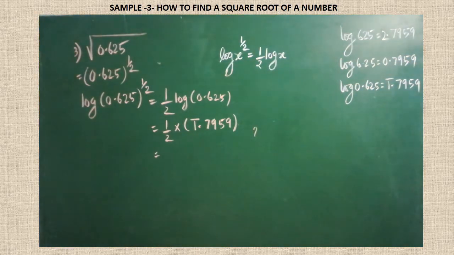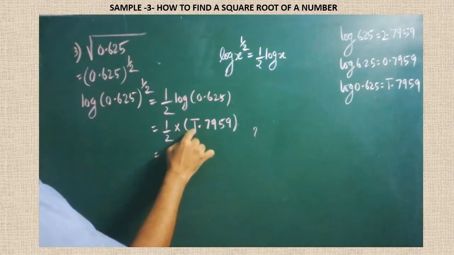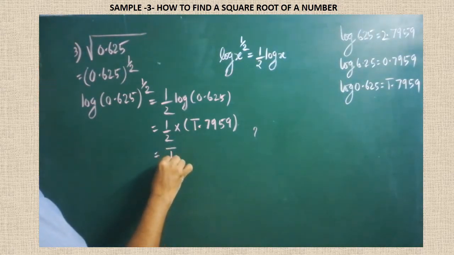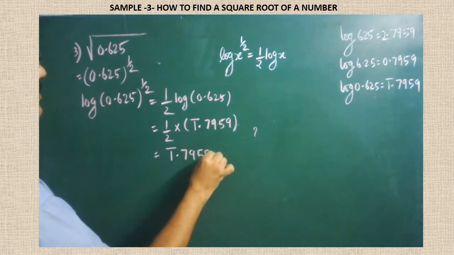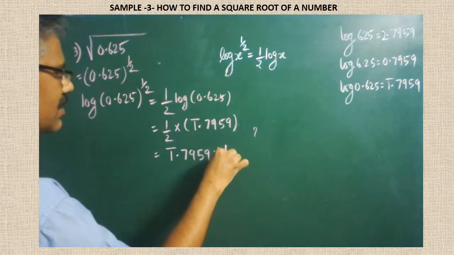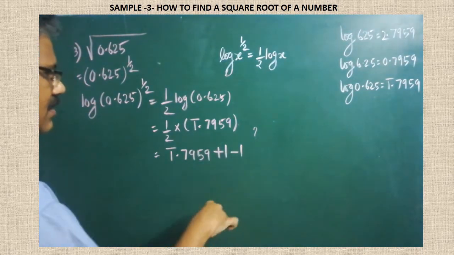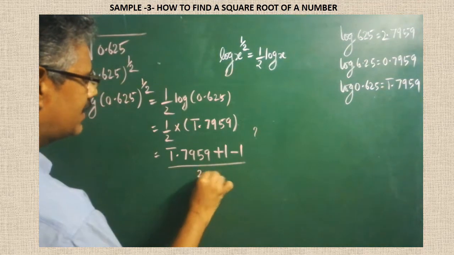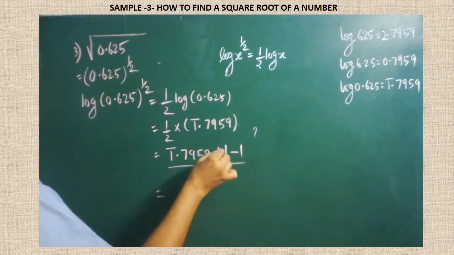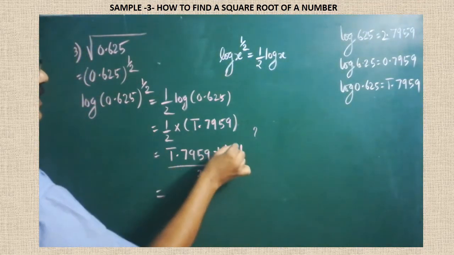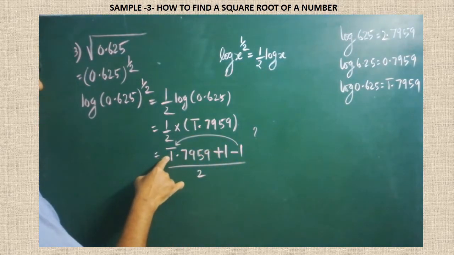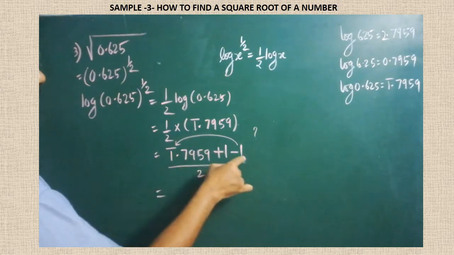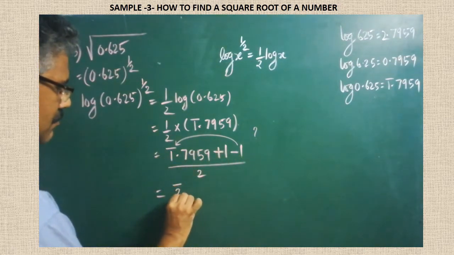Very tricky steps. You have to follow the steps very keenly. Here I can write this bar 1. After that 7959 must be written. Just for convenience I am adding 1 and subtracting 1. Again you divide the factor by 2. Now follow the steps very keenly. This -1 and this -1 both can be added. Bar 1 is nothing but -1. Both can be added as bar 2.